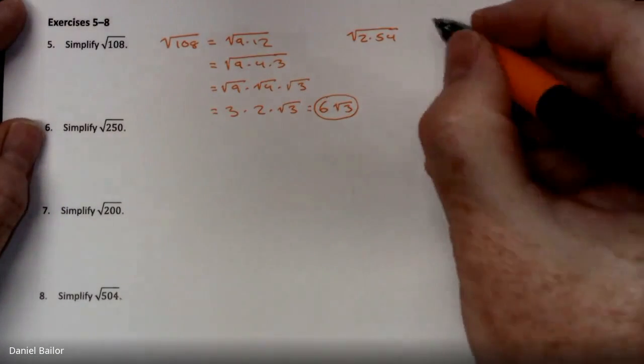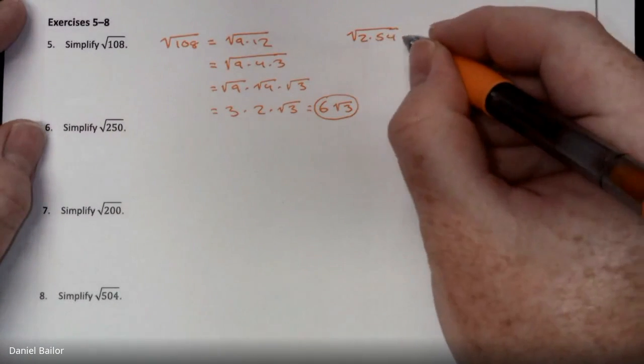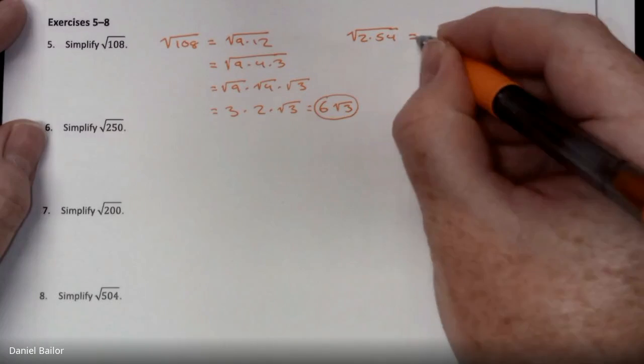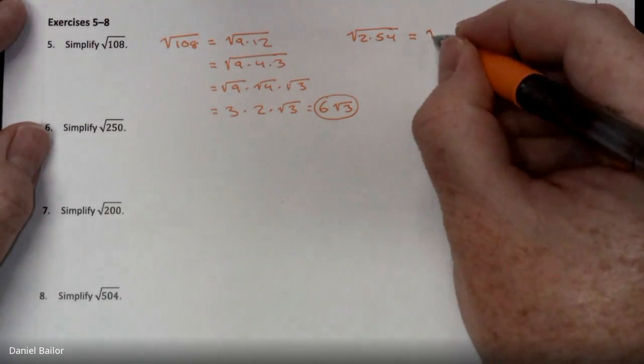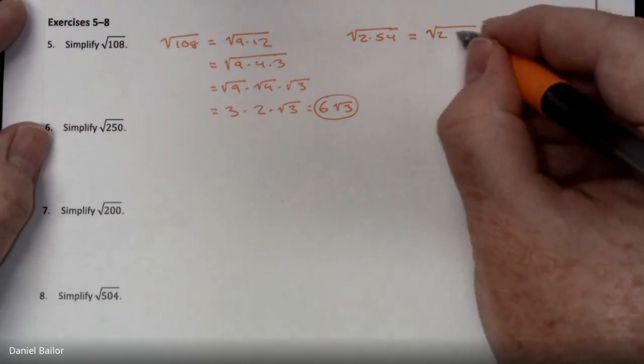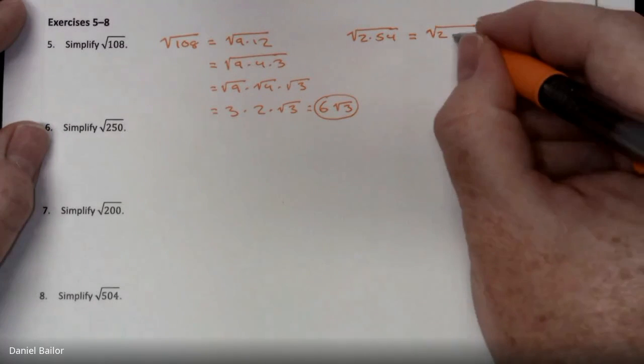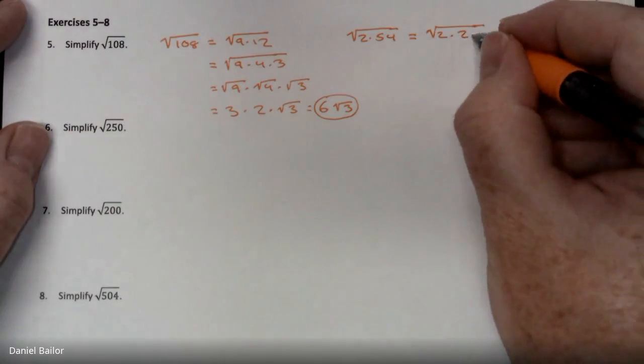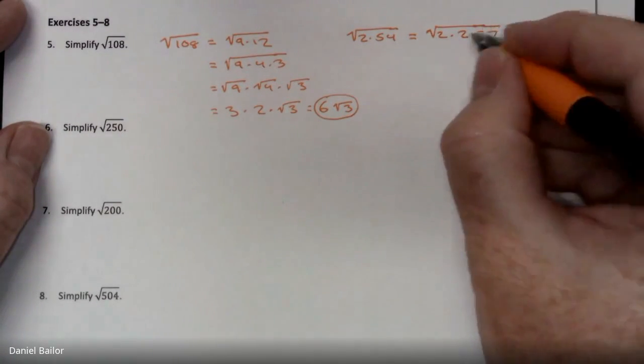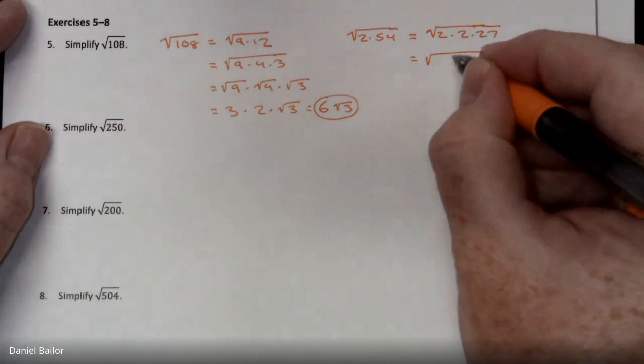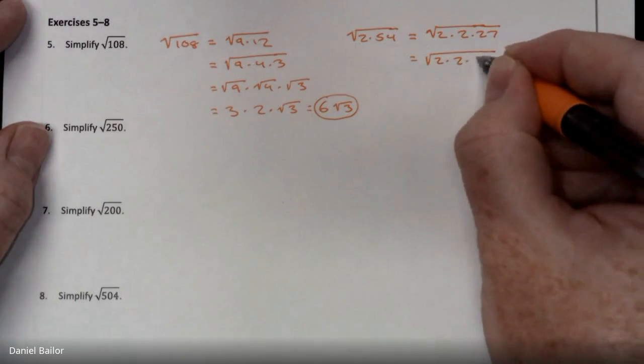If you did square root of 2 times 54, you probably had to keep breaking 54. So you did square root of 2. How do you break 54? Well, pull out the 2 again, and you get 27. And then you need to break the 27. You get 9 times 3.